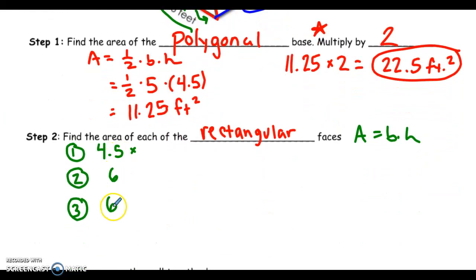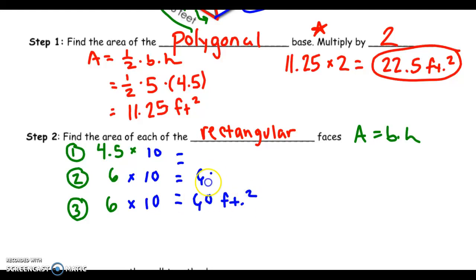So once you identify the 3 sides, we just get to multiply each of them by that amount connecting the two bases. Hopefully this will come to light a little more as we practice it. But those are your 3 rectangles. And again, it's just base times height. So 6 times 10, we know to be 60 feet squared. That's going to be the same for my 2 sides of that triangle. And then 4.5 times 10 is going to be 45 feet squared.